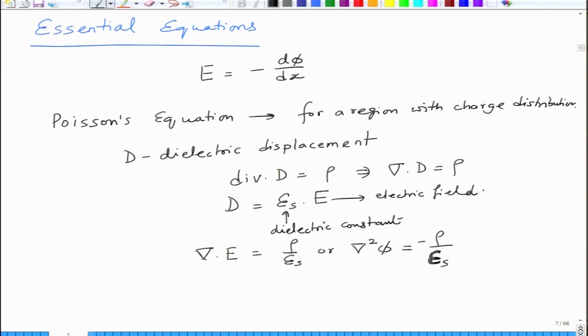So, basically Poisson's equation says that del of E, or divergence of E, is equal to rho divided by epsilon S. Rho is the charge density. So the divergence of the electric field is basically proportional to the charge density in the material. This comes from the basic physics, right.